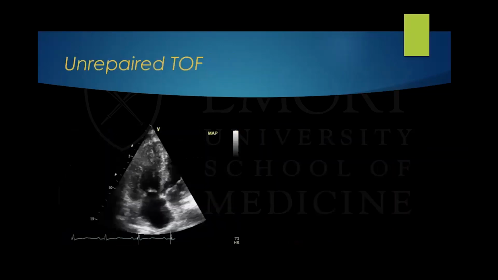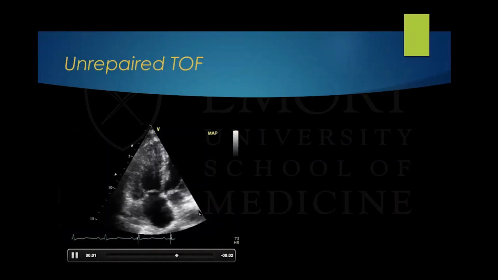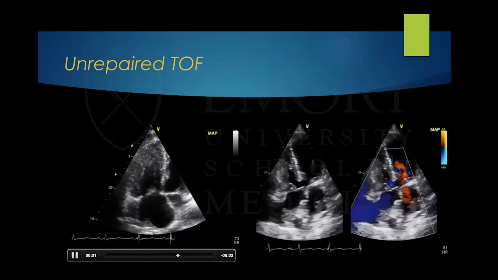In the 4-chamber view, I'm focusing on the right side, and you can see that there is a right-sided dilatation as well as very significant right ventricular hypertrophy. And also the tricuspid valve seems to be a little bit thickened.